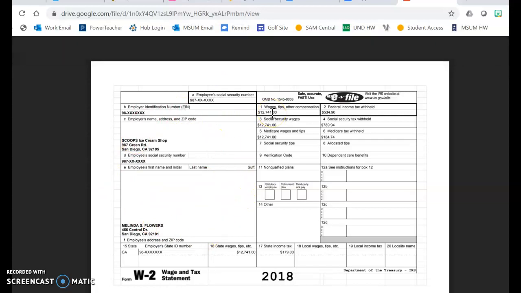On the right hand side, for number 1, it talks about all your wages and tips that you had and how much federal income tax was withheld. So how much your employer took out of your paycheck and paid towards federal taxes.